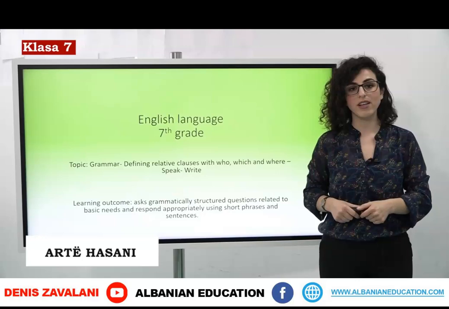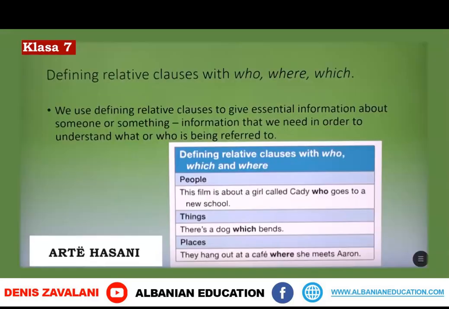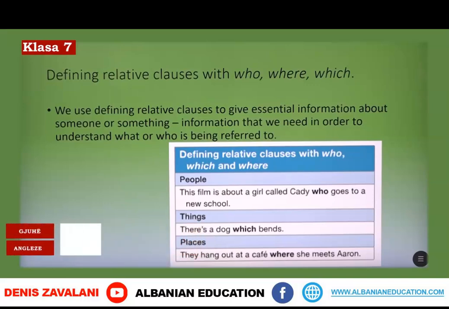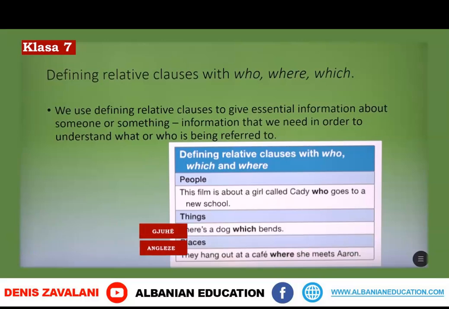Today we have defining relative clauses with who, which, and where. We use defining relative clauses to give essential information about someone or something, information that we need in order to understand what or who is being referred to.